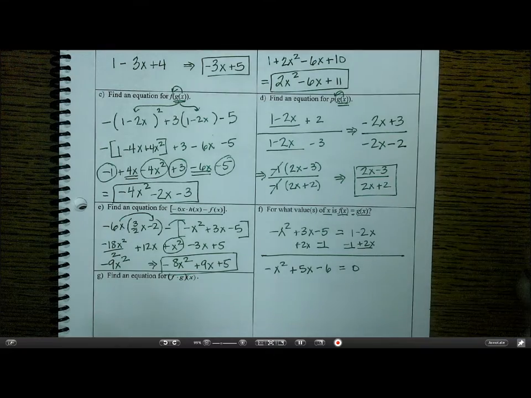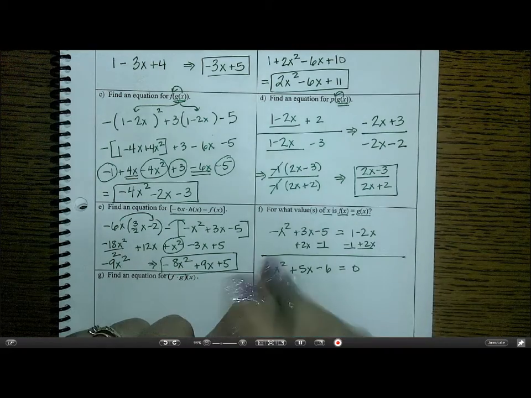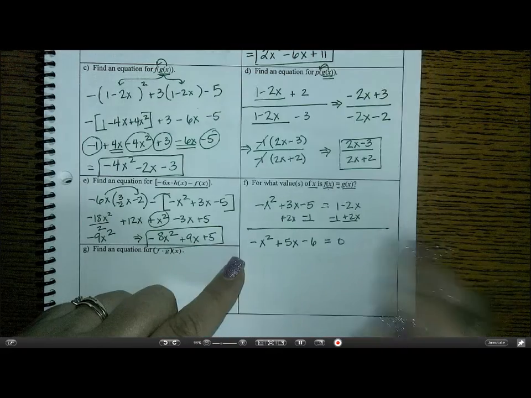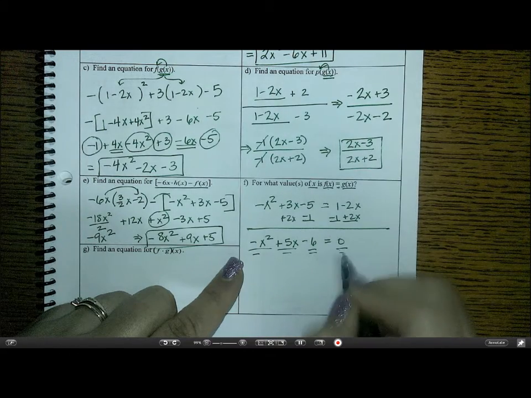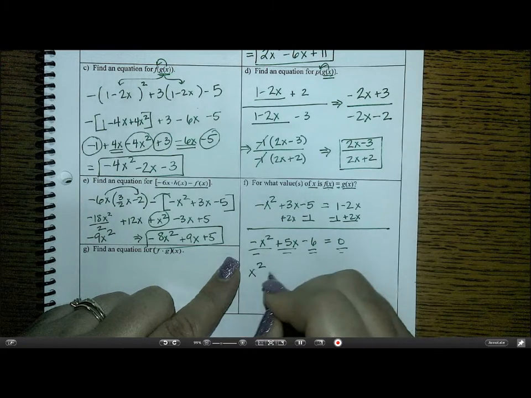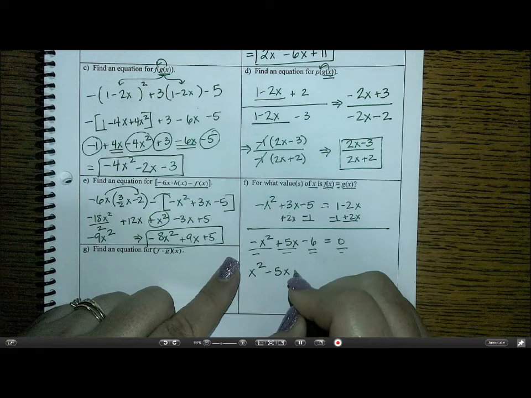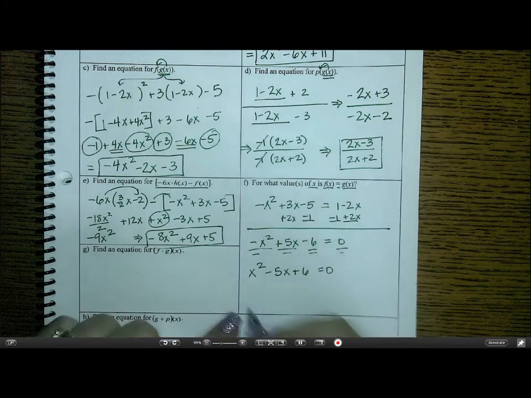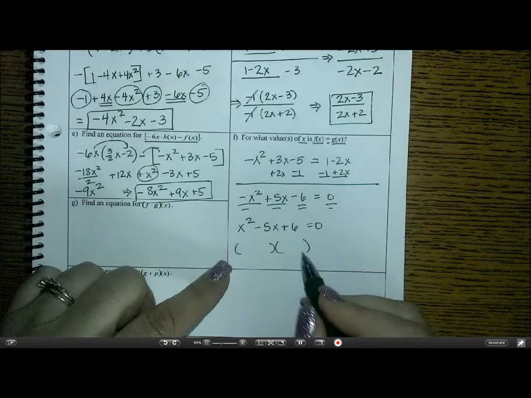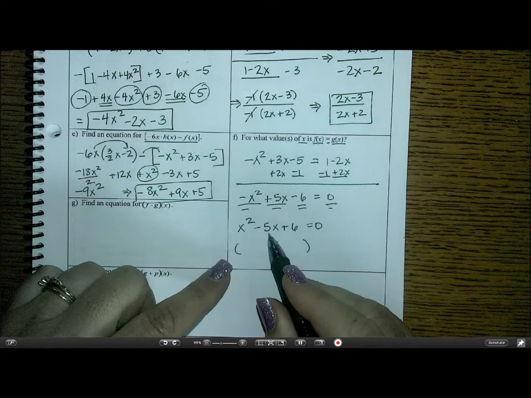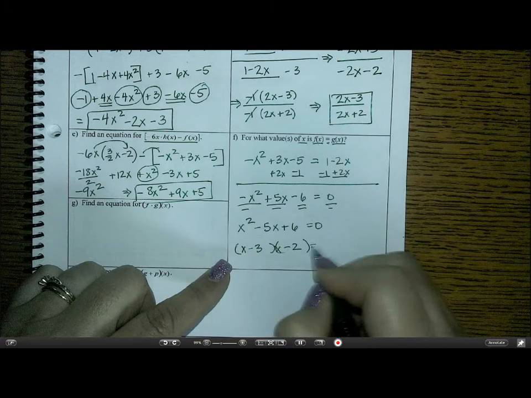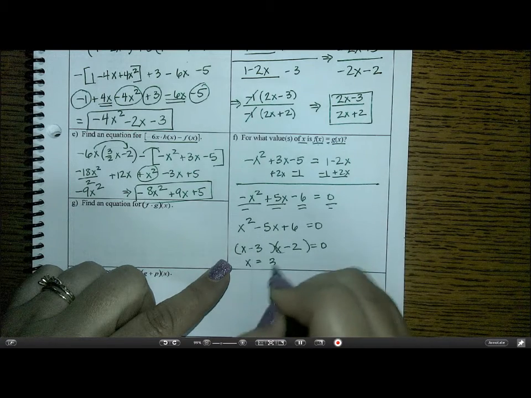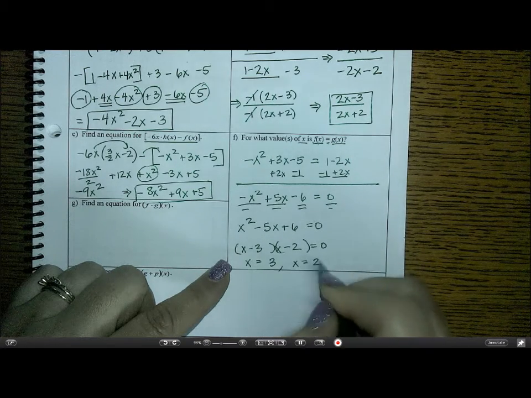You can factor. You could also divide everything by a negative, which is what I want to do right now. I'm going to divide by a negative. So I get x squared minus 5x plus 6 equals 0. Two numbers that multiply to 6 and add to 5 would be x minus 3, x minus 2. x is 3, x is 2.